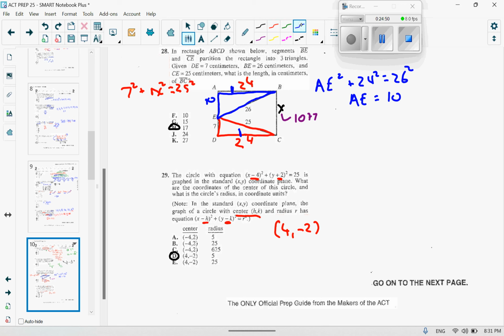The other thing to note is it says equals r squared. So this is r squared is 25. Therefore, r has to be 5. That's why it's letter D.